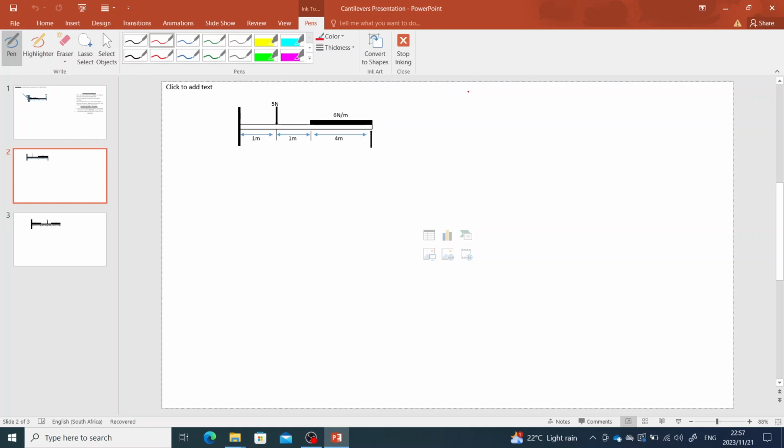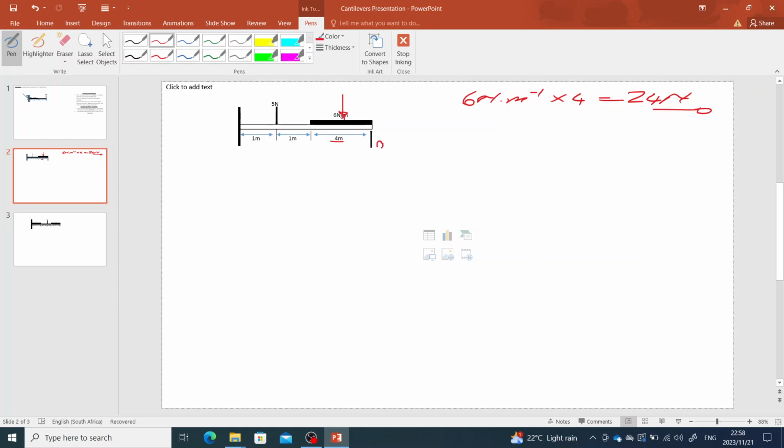In converting the UDL into a concentrated load, it will be 6 Newton per meter multiplied by the displacement there, which is 4. Then I get my answer as 24 Newton. After you've converted this UDL into a concentrated load, you will put it at the center of that distance. Why the center? It is to indicate that you still have the UDL from this point.